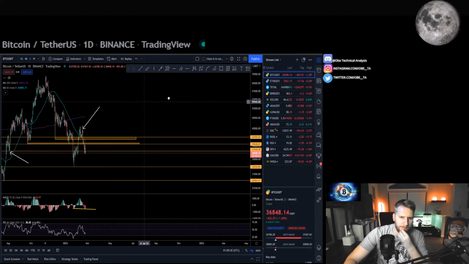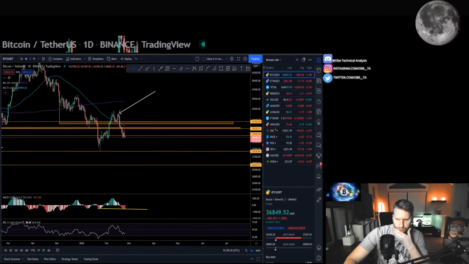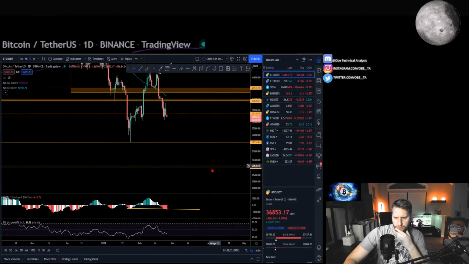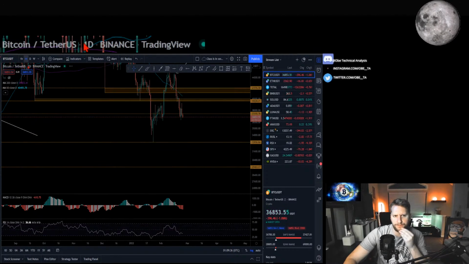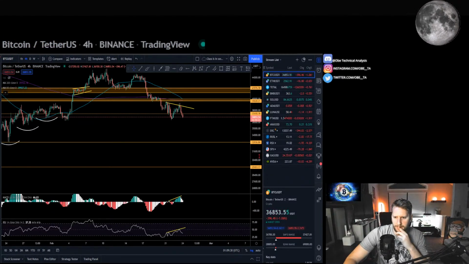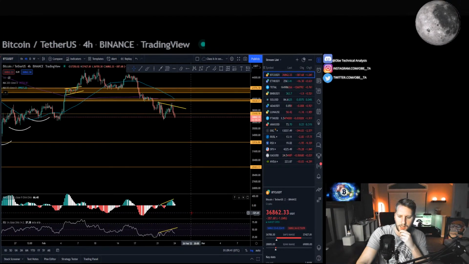On the day, down about 1% already. Negative momentum continuing to build as of right now. 4 hour getting any love? Nope. The hidden bearish divergence just continuing to develop.